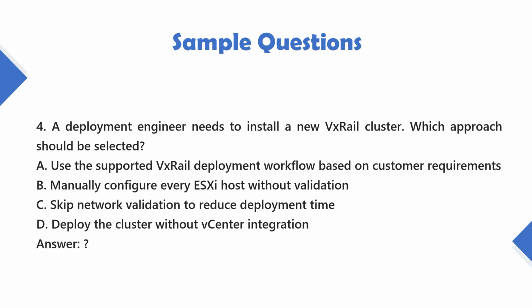4. A deployment engineer needs to install a new VxRail cluster. Which approach should be selected? A. Use the supported VxRail deployment workflow based on customer requirements. B. Manually configure every SG host without validation. C. Skip network validation to reduce deployment time. D. Deploy the cluster without vCenter integration.